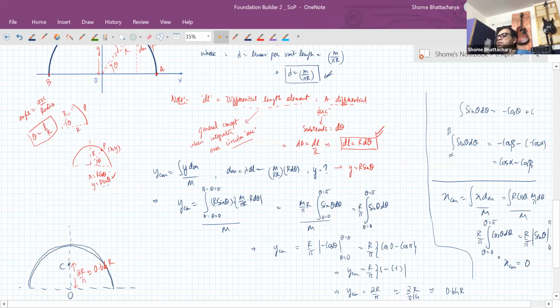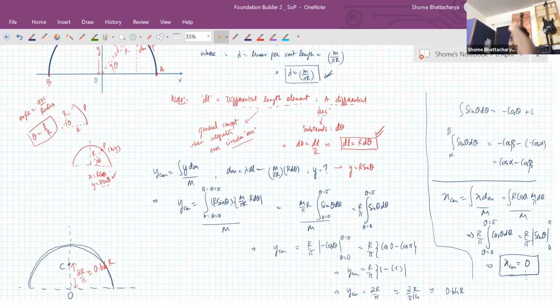So this proves the point, but it's a very lengthy way of proving a very simple point, because it's on the symmetry axis, it's anyway obvious that the x coordinate of center of mass should have been 0. Got it, sir. Okay, good.